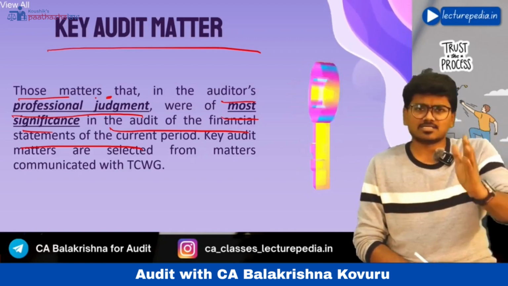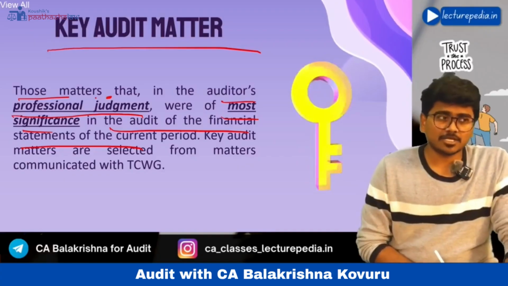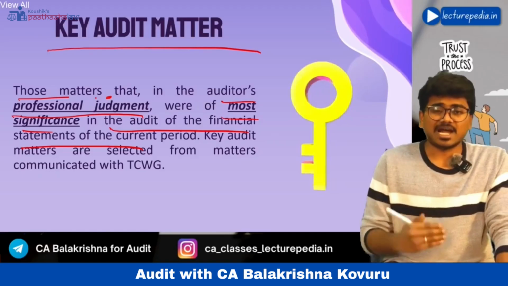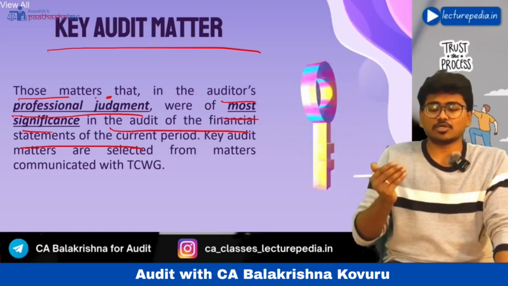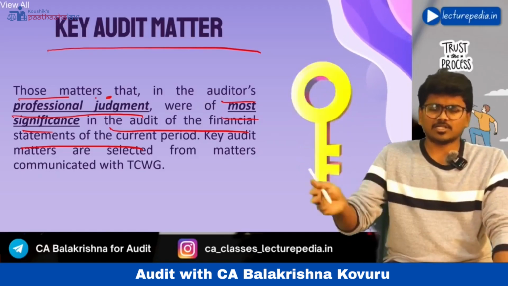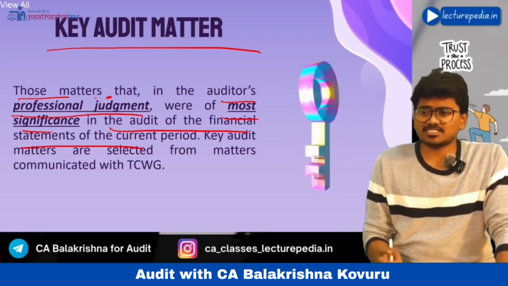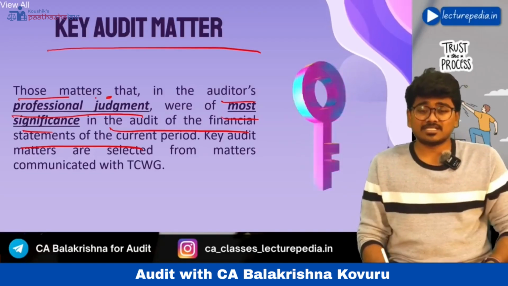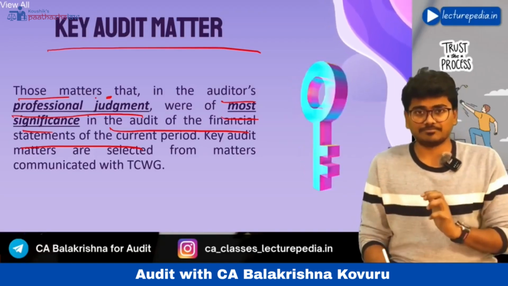This key audit matter is mandatorily applicable only for listed entities. For unlisted entities, the auditor at his discretion, if he wants, can give a key audit matter paragraph, or he need not give one. That is left to the discretion of the auditor. How the auditor will identify these key audit matters, that we will see.